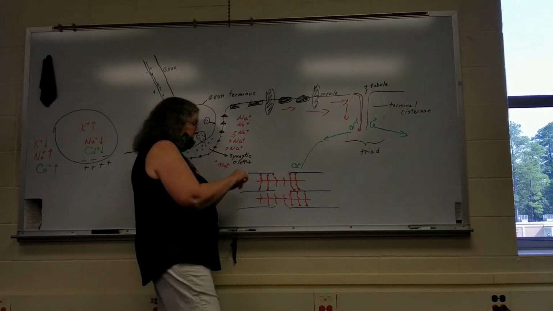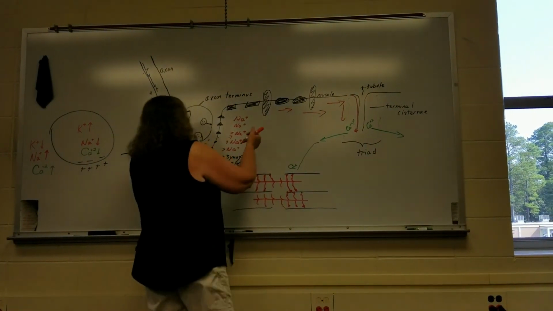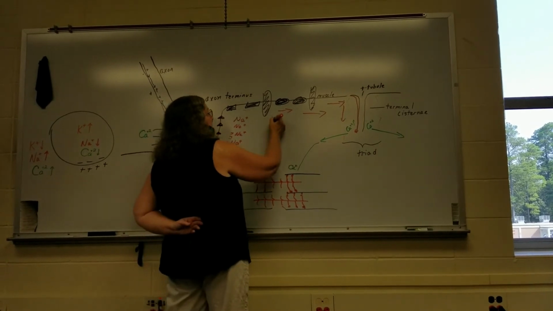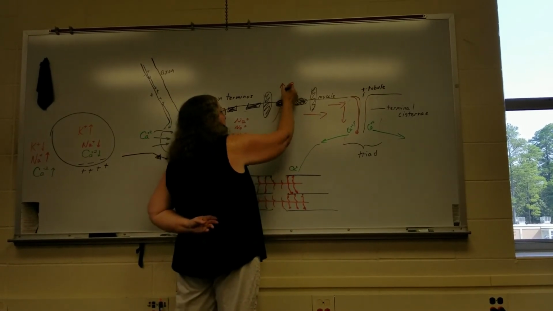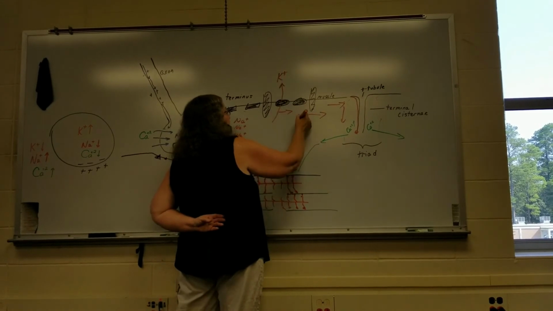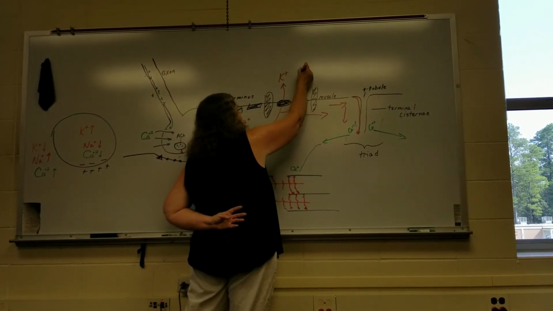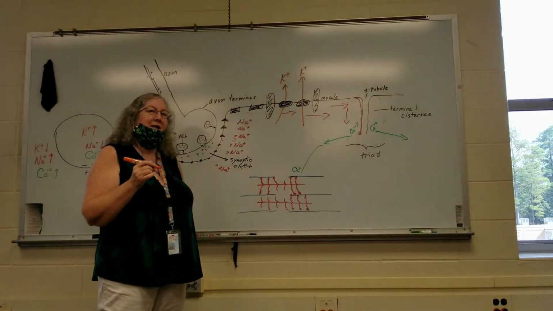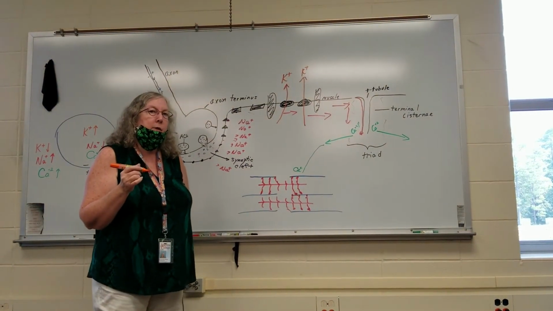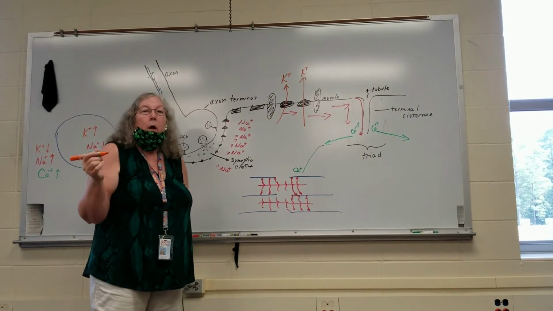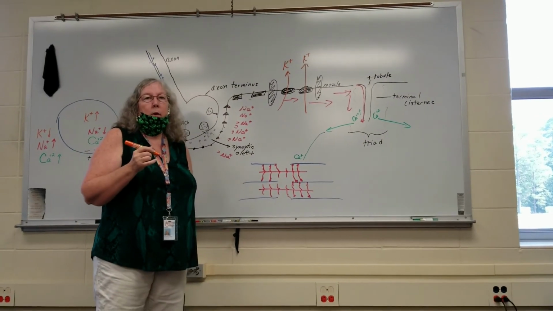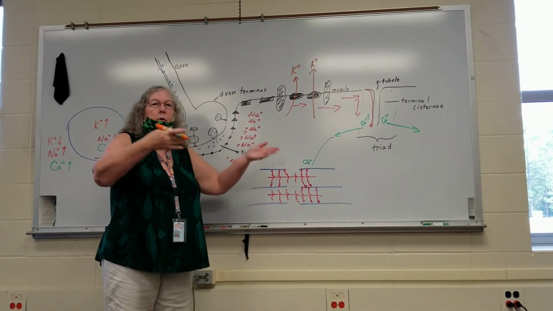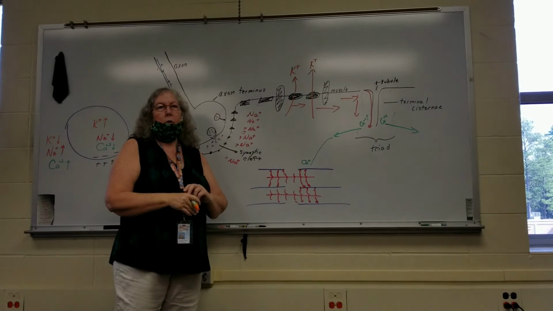You also have some of these other gates which are specific for potassium. They are going to open up and they are allowing potassium to flow out. Potassium is normally, remember, higher inside the cell. So if you open a potassium gate or door, it's going to flow from high to low. It's going to flow out. And it's a positive charge. So now you're starting to move some of that positive charge out.